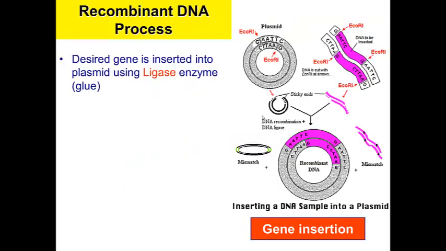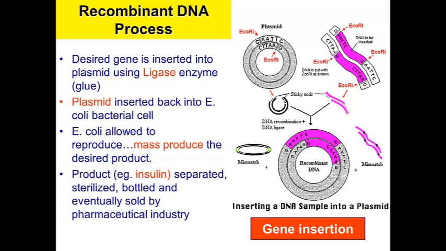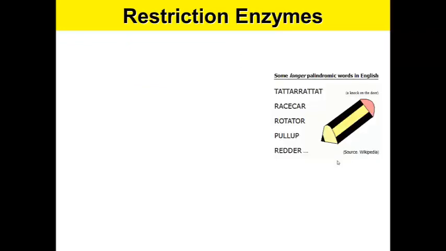The desired gene is inserted into the plasmid using a ligase. So here's the cut. Here it is coming together, and a ligase glues it together. The plasmid is inserted back into the E. coli bacteria cell. The E. coli is allowed to reproduce the desired product. The product, for instance insulin, is separated from E. coli, sterilized, bottled, and sold by the pharmaceutical industry.